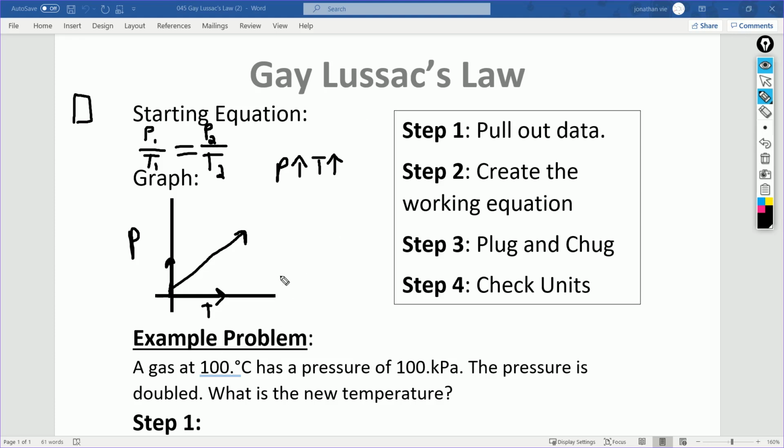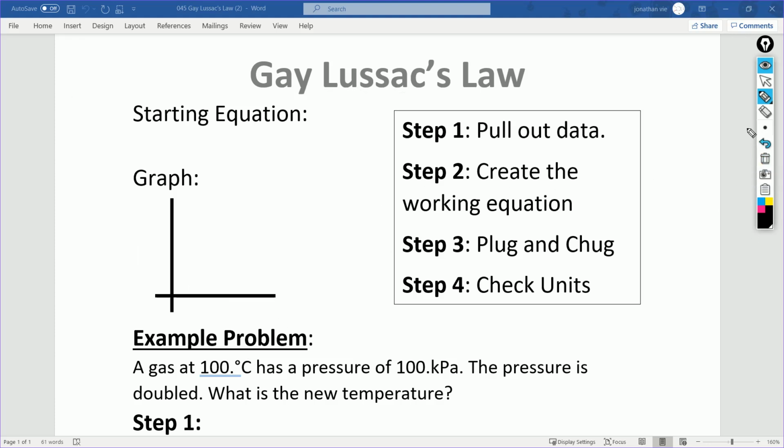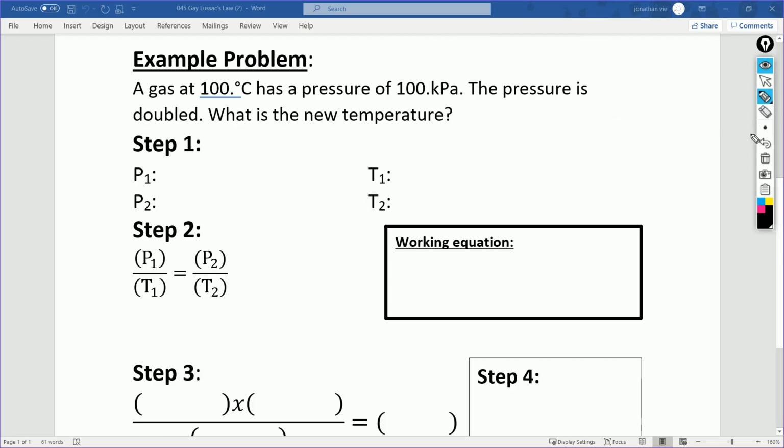Now, something else you guys need to know for these gas law equations, for all of them, is that you're never going to be using degrees Celsius in the calculation. What we're going to be doing is using Kelvin. Now, the conversion to Kelvin is something I taught you guys at the beginning of the year, right? Going from Celsius to Kelvin. It's been a while, so I will show you guys again how to do it. All you do is you take your Celsius temperature and you add 273. That's it.